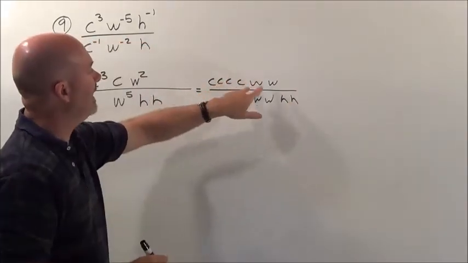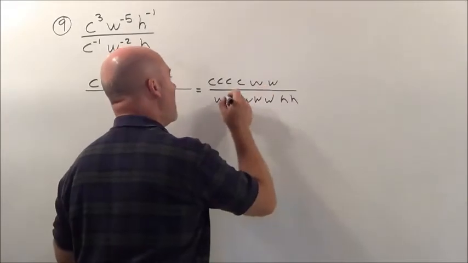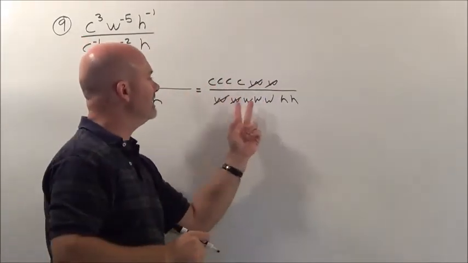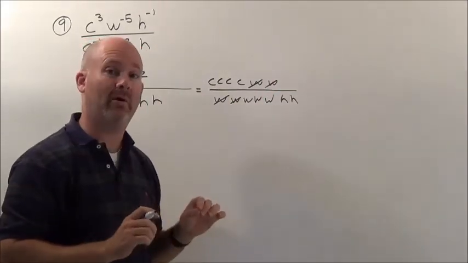Now, I have some W's here and some W's here that are going to cancel with one another. There's 2 up top, so 2 below cancel with the 2 up top. There's all C's here, none down here, H's, no H's there. So that's all that can cancel out.